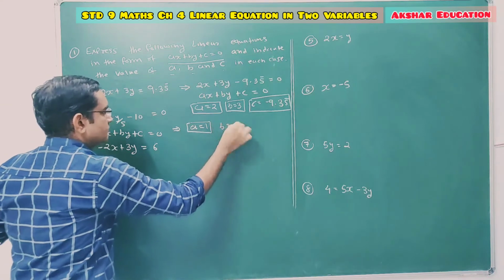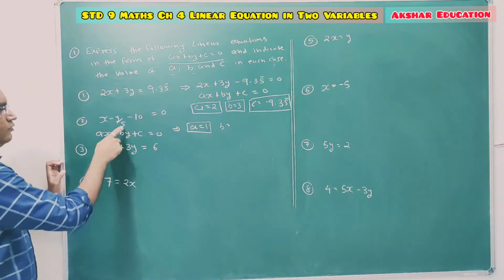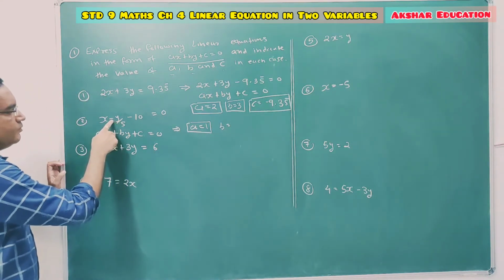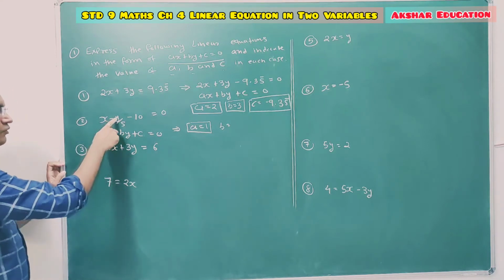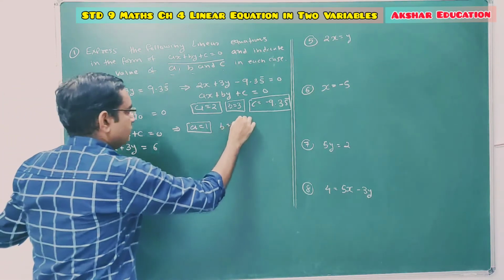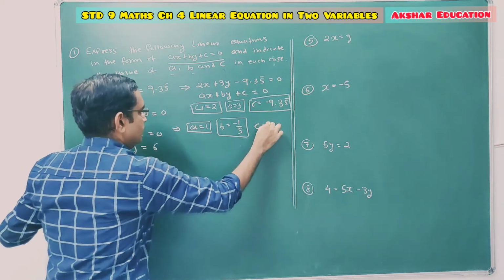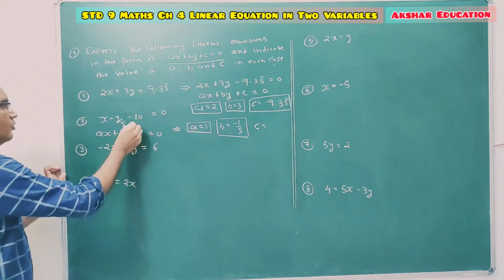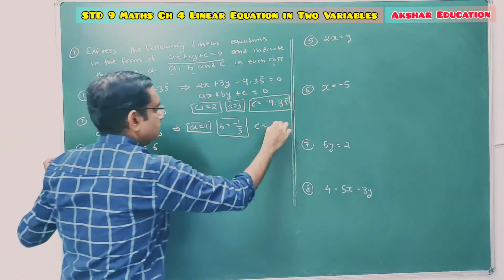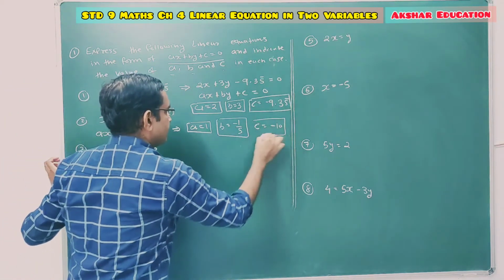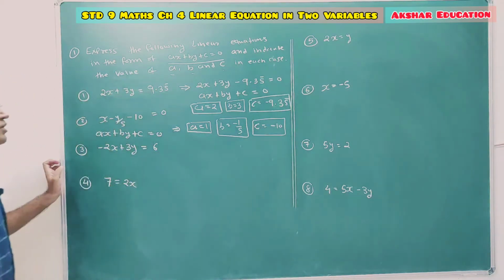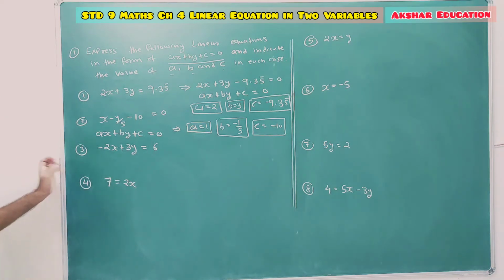Now b is the coefficient of y. Here the coefficient of y is minus 1 by 5, so b is minus 1 by 5. C is the constant term of this equation, which is minus 10. Clear, students? So this is how you can find the values of a, b and c.